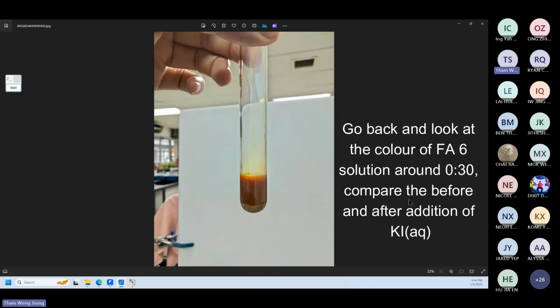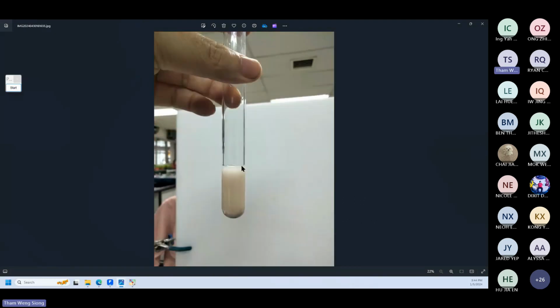Everybody got an observation? Please give a thumbs up. Okay, good. Now let us move on to the next one. After this, I added potassium thiosulfate. This is what it looks like. Added potassium thiosulfate. Please write down your observation. Once you write down your observation, please give a thumbs up so I can move on.